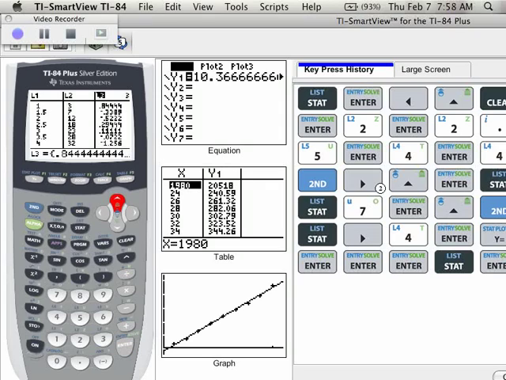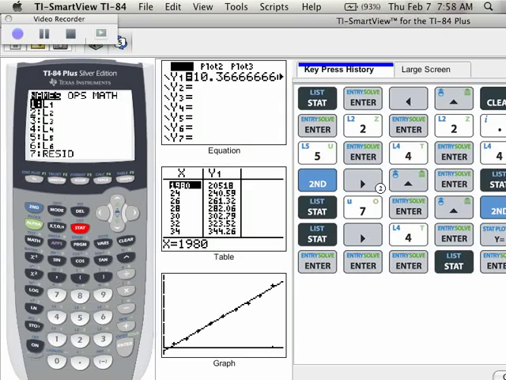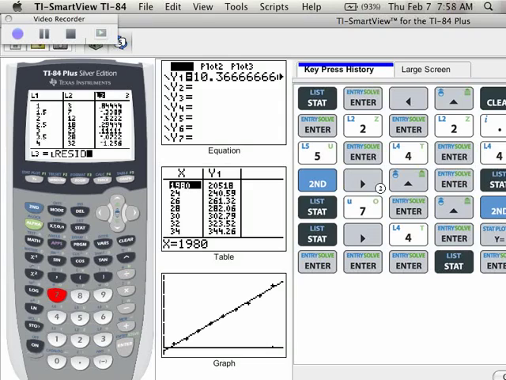Then if I go back to my stats and look at my list, I arrow up and go second, stat, residual, which is number 7, enter. I have 0.84444. So now I'm going to draw this residual plot.